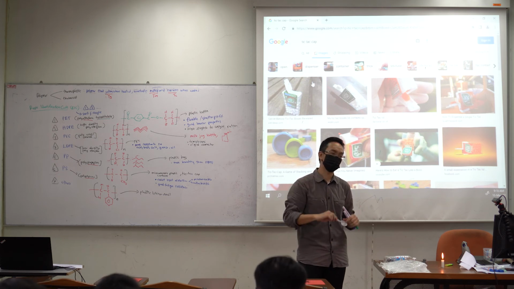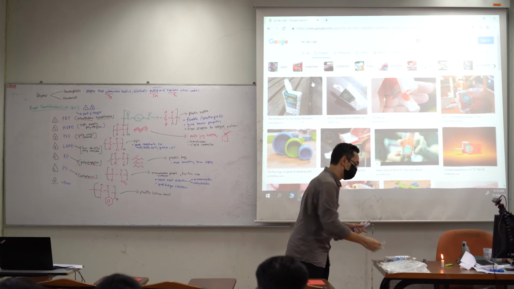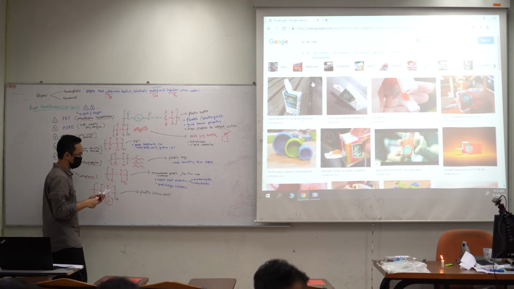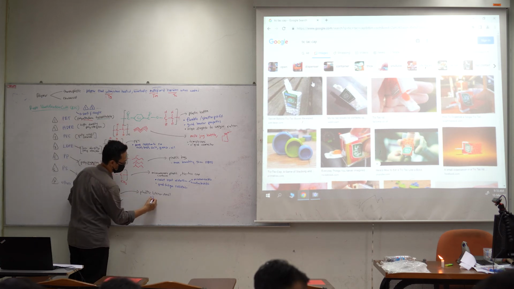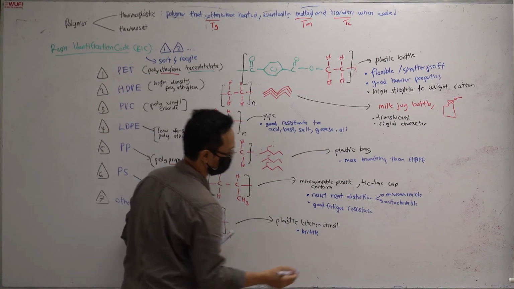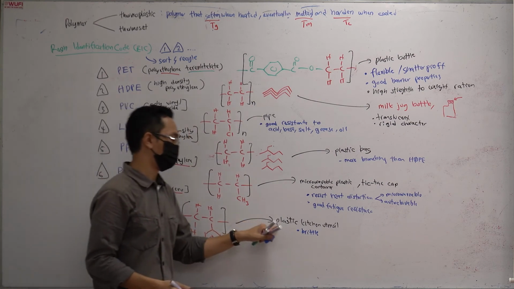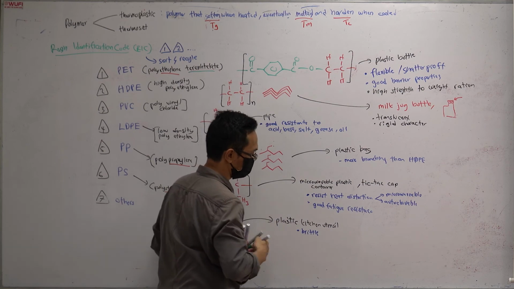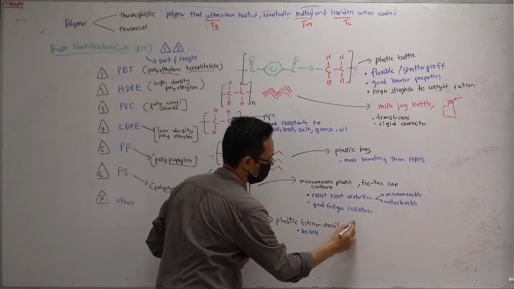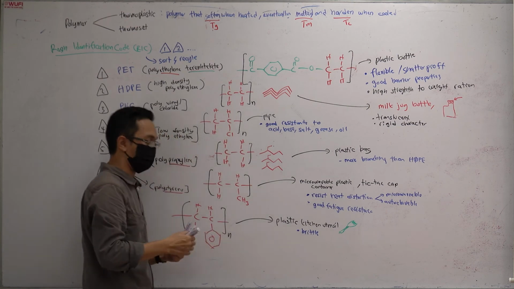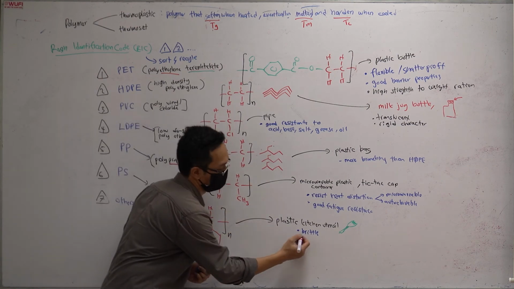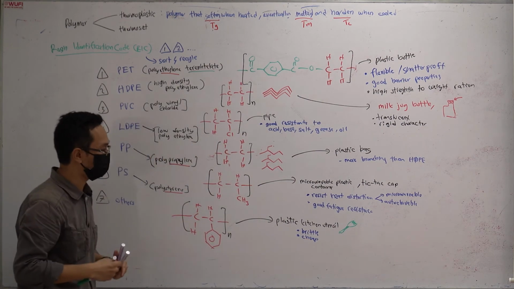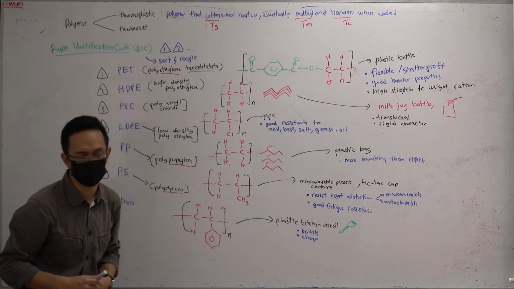One of the properties of this is that it's brittle. Okay, so polystyrene, even though it's cheap, it's brittle. Polystyrene is brittle. So that is plastic kitchen utensil, like a spoon and fork or whatever. But this is one drawback, but the advantage is that it's cheap. So that is basically the solid polystyrene.